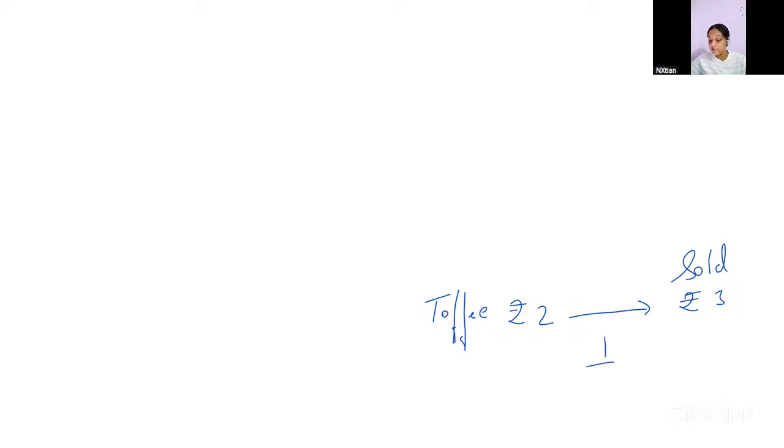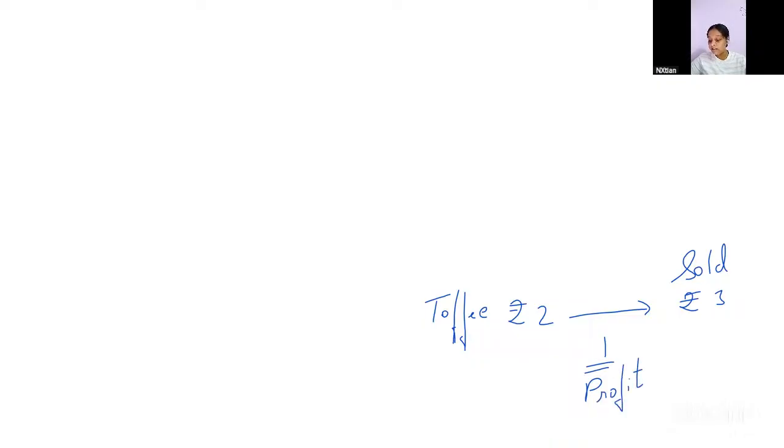All right. So, Joshua was explaining that if I purchased a toffee for rupees 2 and sold it for rupees 3, then this 1 rupee difference is the 1 rupee that I gained. This 1 rupee is my profit.